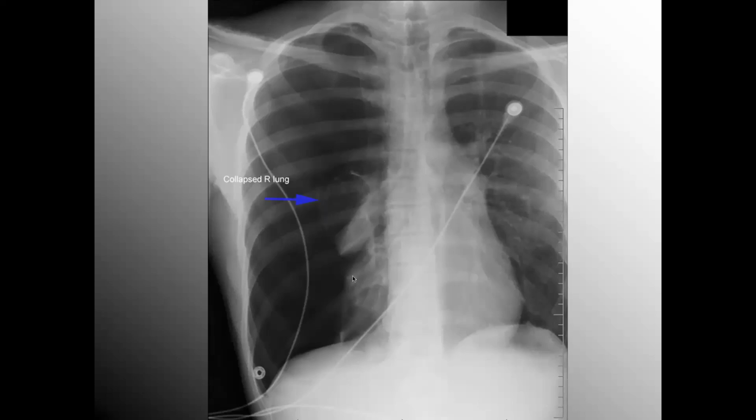This is definitely a tension pneumothorax. And on top of that, we should never see the left hemidiaphragm elevated above the right. It should be opposite. So everything points to a pretty obvious pneumothorax here.